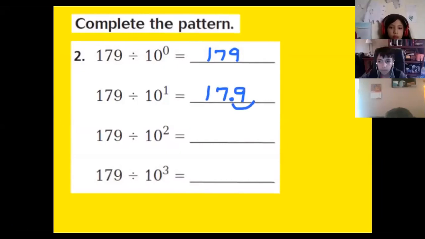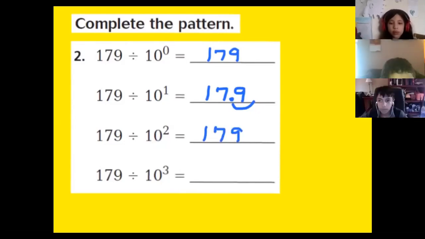Now, for the next part of the problem, I have 179 being divided by the second power of 10. My exponent here is a 2. So I'm going to go ahead and write down my 179, and this time I have to move my decimal 2 places to the left because my exponent here is a 2. So I'm going to come to the end, and I'm going to move that decimal over once, twice. So my answer now turns out to be 1 and 79 hundredths.